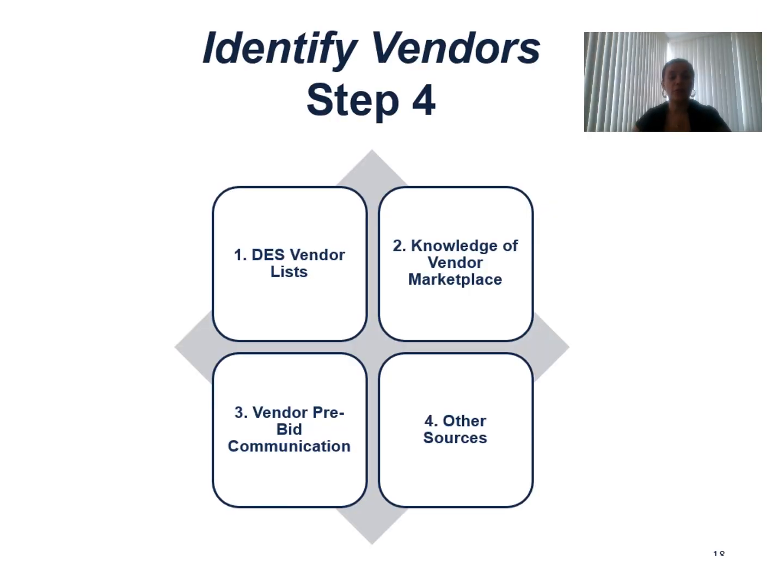So let's go to step 4. Here we identify the vendor's list, knowledge of vendor marketplace, vendor repeat communication, and other sources. All of this is in case this is well organized, it's a very formal communication in writing process.